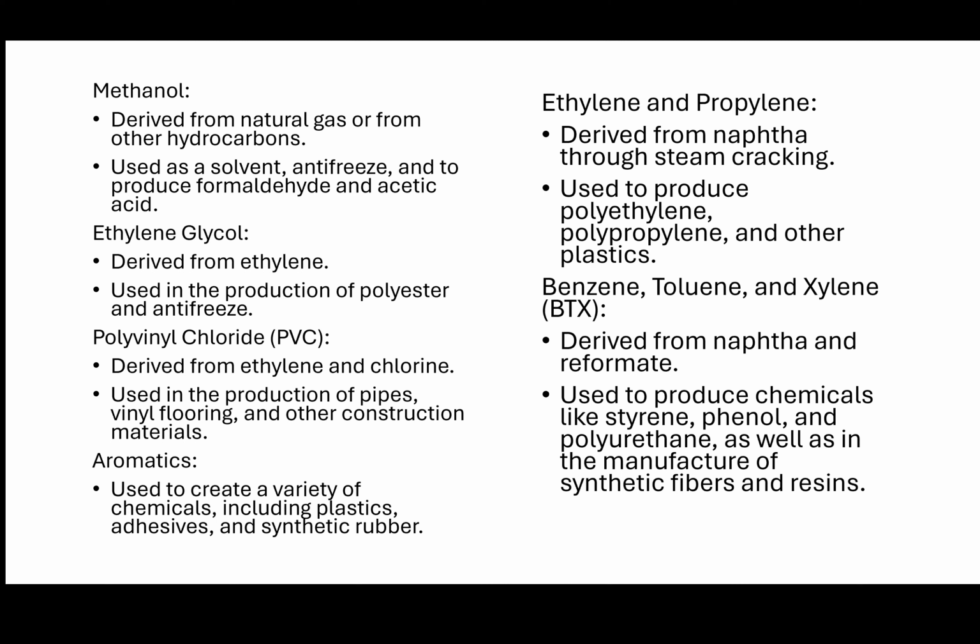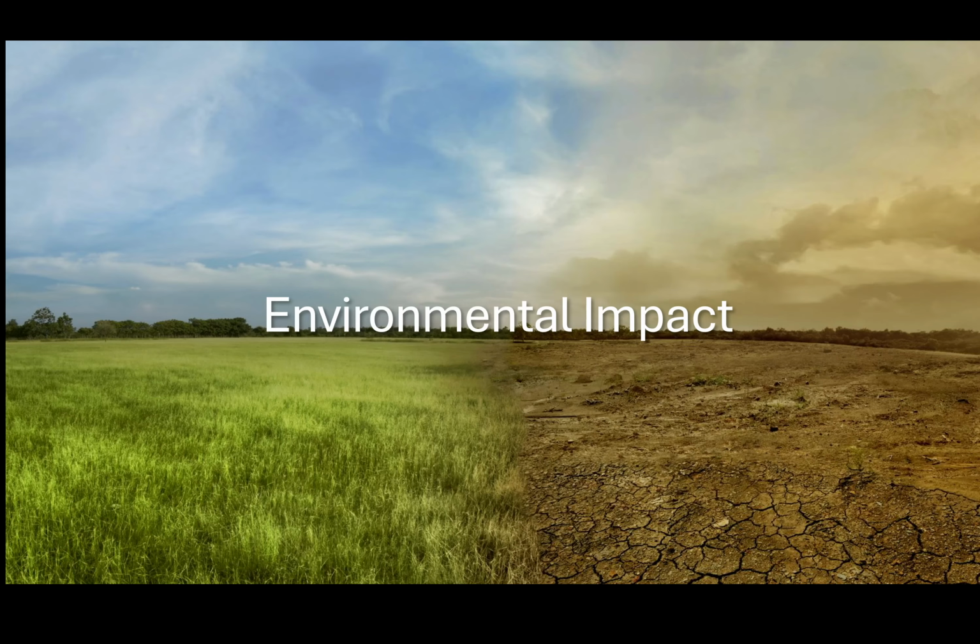Ethylene and propylene, which is basically ethene and propene, are now used. They're derived from naphtha through steam cracking, and generally used as fuels or to produce polyethylene and polypropylene plastics. Benzene, toluene, and xylene are actually used for the production of stuff like polystyrene, different phenols, polyurethane, as well as the manufacture of synthetic fibers and resins. So these are the uses of the different sections of the crude oil that we separate.